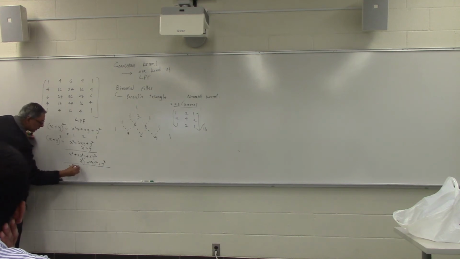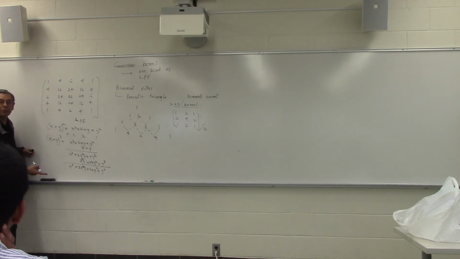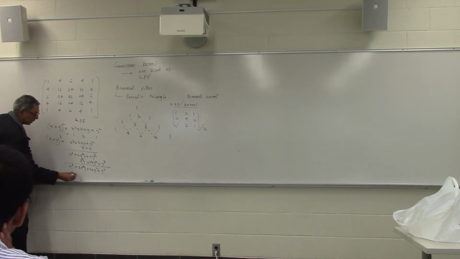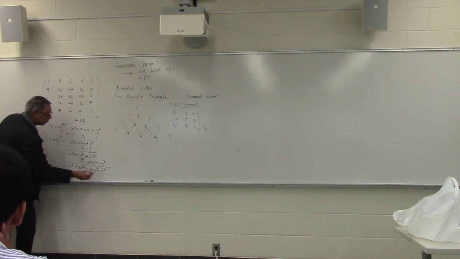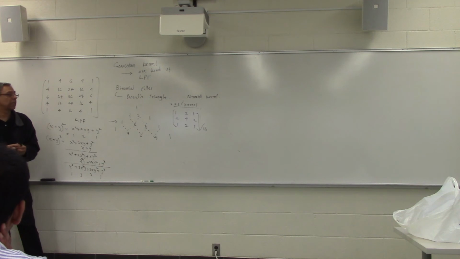x cubed plus 3x squared y, plus 3xy squared plus y cubed. So if you take a look at the coefficients of these, what are these? 1, 3, 3, 1. So same way if you did the raised power 4, you'll get that expression, right? So anyway, that's where the pattern comes from.